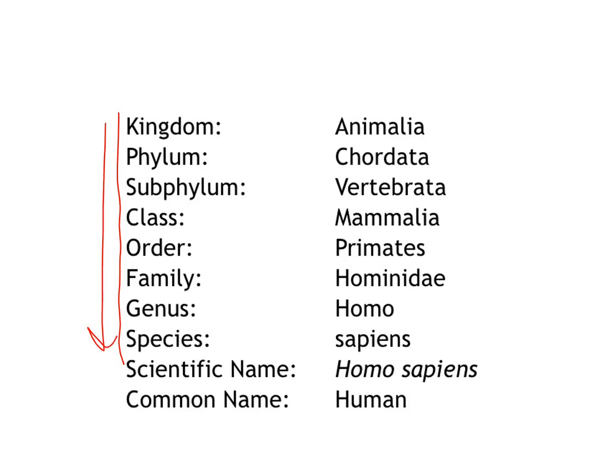So for example, this is the classification, the scientific naming for humans. Humans belong to the kingdom Mammalia, the phylum Chordata, subphylum Vertebrata, class Mammalia, order Primates, family Hominidae, genus Homo, species Sapien, and so our scientific name is Homo sapien. And of course, our common name is human.